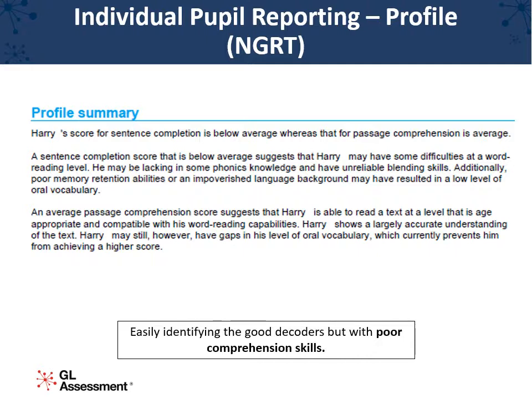What does this mean? The sentence completion section looks at decoding, so Harry's weakness is in his grasp of the structure of language, such as syntax and vocabulary. His comprehension is average, which means that he can understand and interpret what the text is telling him.